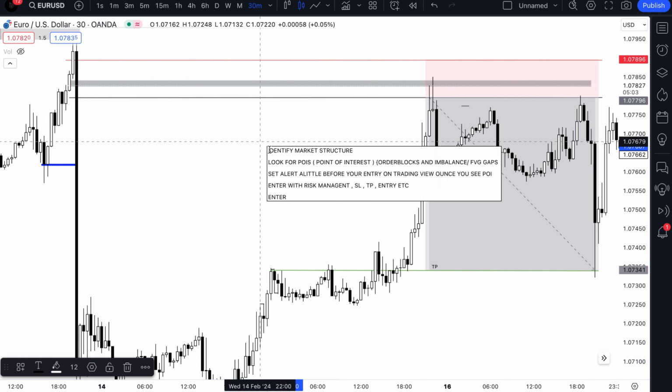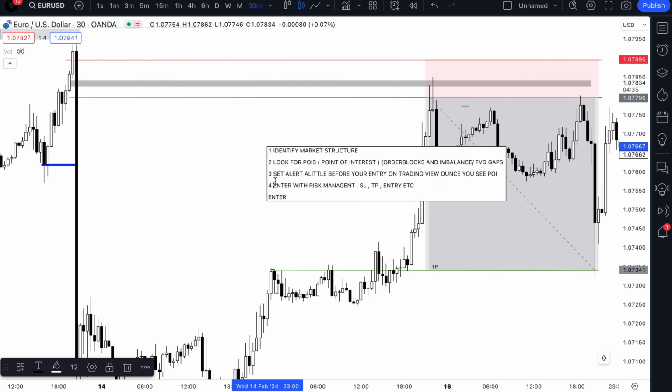Okay, so step number 1, identify your market structure. Step number 2, look for points of interest that we trade, such as order blocks, imbalance gaps, and fair value gaps. Step number 3, set an alert before your entry on TradingView once you see POI. And step number 4 is enter with risk management. Your stop loss, your TP, your entry, decide where those are.